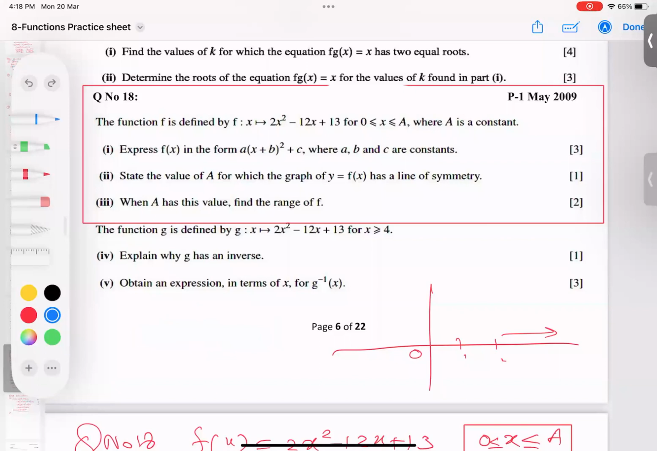Same approach if I have a curve like that. Okay, so this is not a line of symmetry. Wrong. It's not a line of symmetry. Wrong. This is called a line of symmetry. And make sure it must pass through the turning point, the stationary point. So this is a line of symmetry.